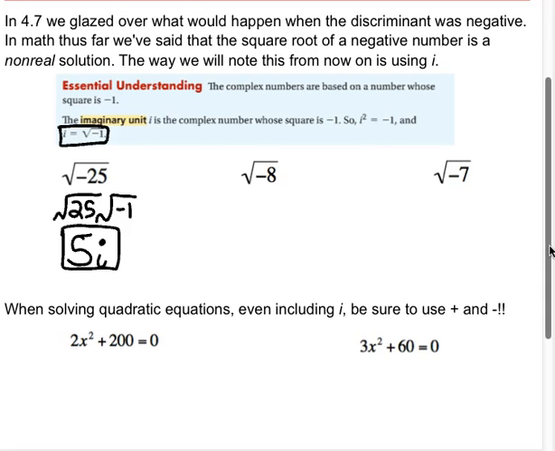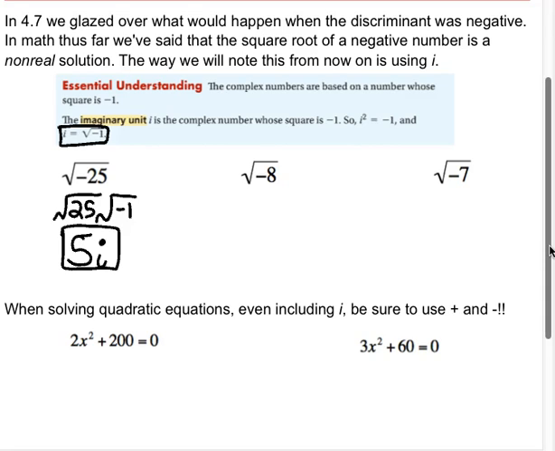It doesn't actually exist. It's not a real number like everything else we've ever dealt with in our math career. It is an imaginary unit to let us still perform operations and computations with these values whenever we're trying to square root a negative number. So it's a unique situation that we have going on.